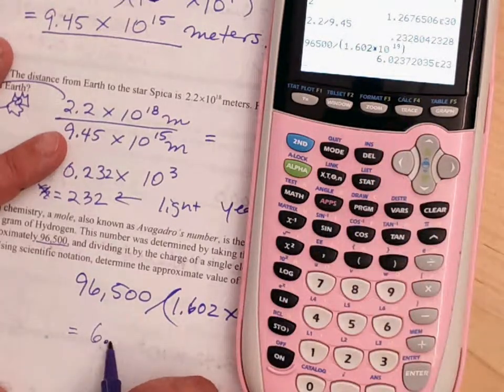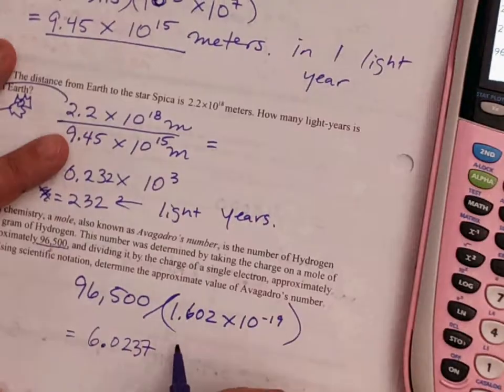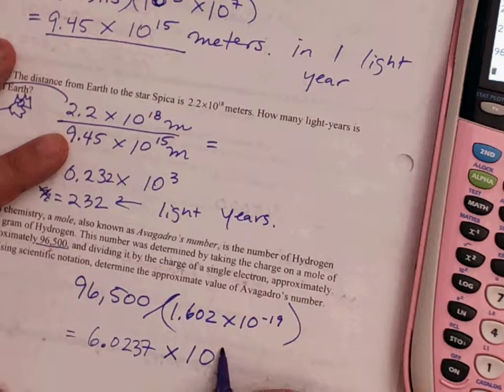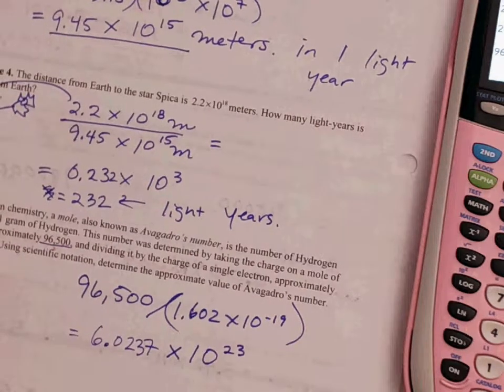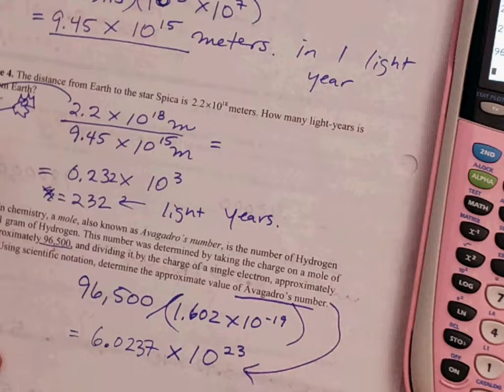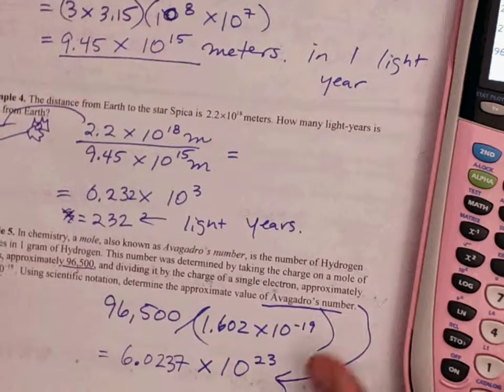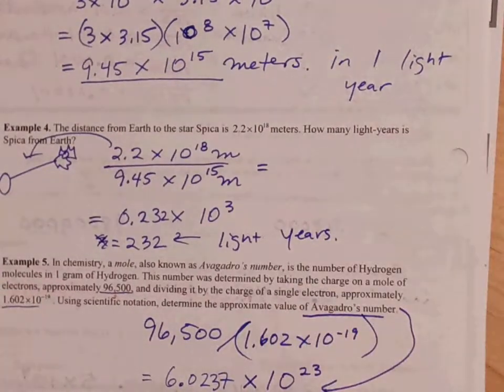Oh, you see it's 6.0237. I rounded. E to the 23rd is times 10 to the 23rd. Use scientific notation to approximate the value of Avogadro's number. That would be it, right? Check the key. You have all the keys for these, especially this light year one. That was kind of wrecking us and not too sciencey.